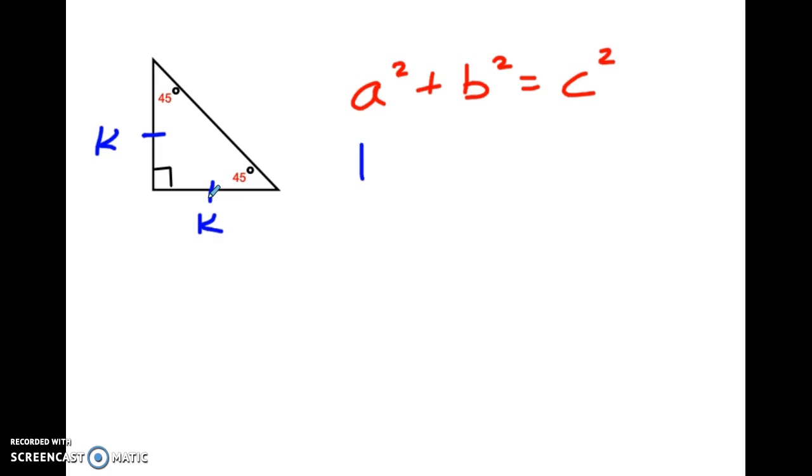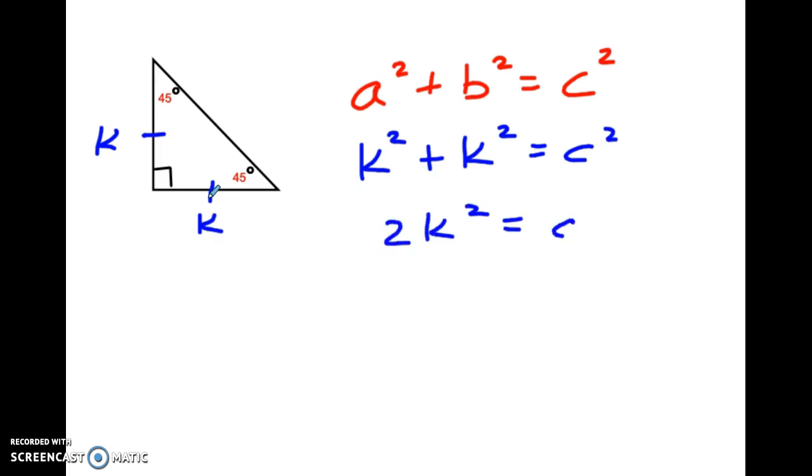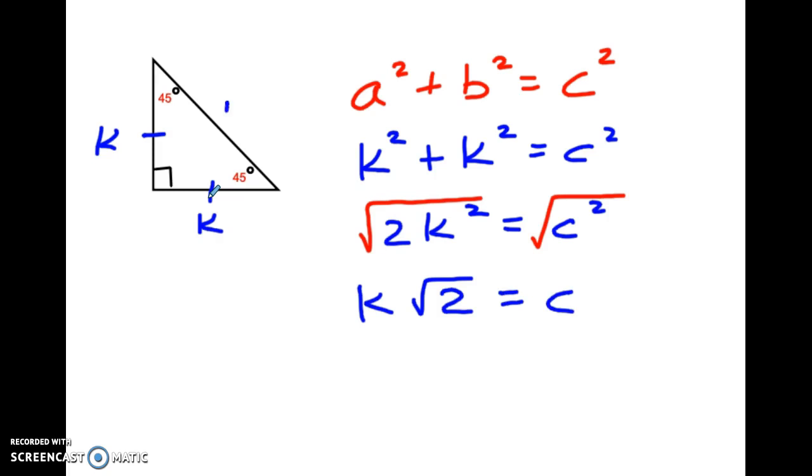In our case, we'd have k squared plus k squared equals c squared. K squared plus k squared will be 2k squared. To solve for c, the length of the hypotenuse, we're going to take the square root. And if we simplify the radical, because it's a square root of a k squared, the k can come out. But the 2 has to stay inside the square root. So that's why the length of the hypotenuse is the short side times the square root of 2.